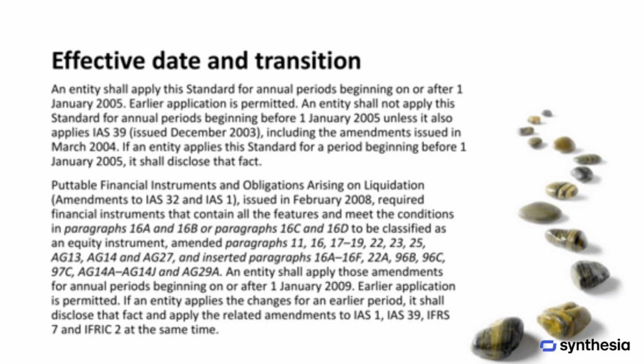Entities must apply these amendments for annual periods beginning on or after January 1st, 2009. Early application is permitted, but if an entity does so, it must disclose that fact and apply the related amendments to IAS 1, IAS 39, IFRS 7, and IFRIC 2 at the same time.